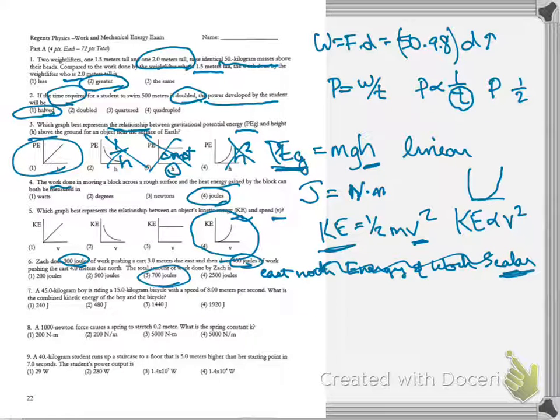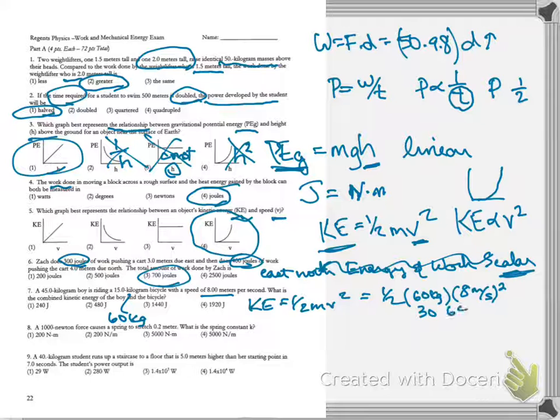Next question. A 45-kilogram boy is riding a 15-kilogram bicycle. So the total mass is 60 kilograms. With a speed of 8 meters per second, what's the combined kinetic energy of the boy and the bicycle? Kinetic energy is 1/2 mv squared. So it's 1/2 of 60 kilograms times 8 meters per second squared. This is 30. This is 64. I think that's 1920 if you do the math.